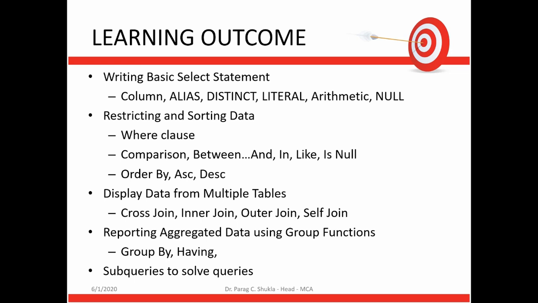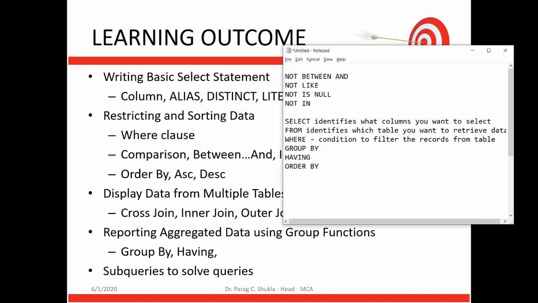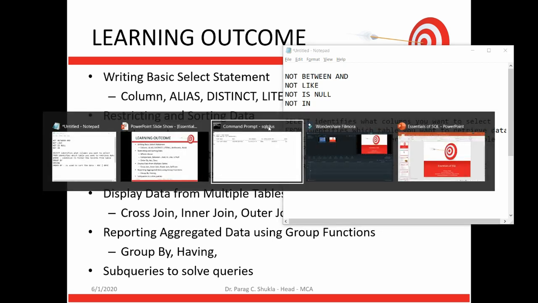Now we want to sort the data. For sorting you can use the order by clause, the next clause of our select query. The order by clause is used to sort the data, either in ascending or in descending order. Ascending is the default sorting of the order by clause. You can order by the column.